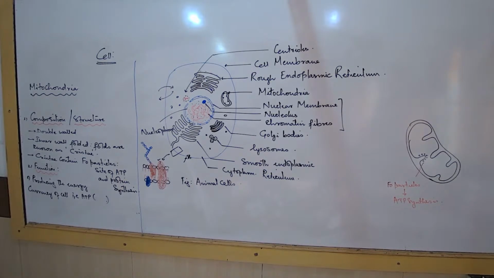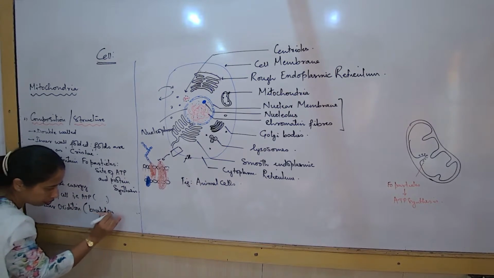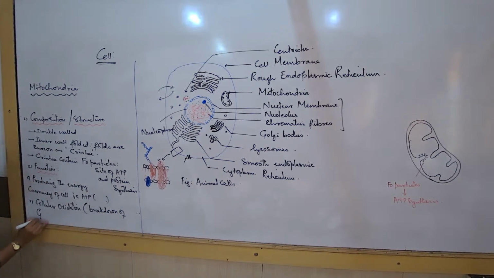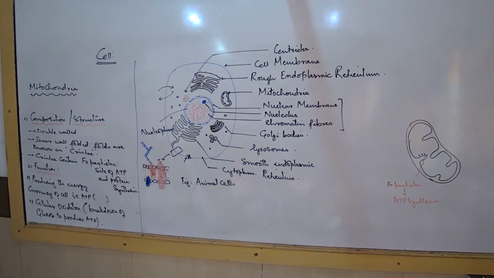So that is one function of mitochondria, producing the energy currency of the cell. Then mitochondria also brings about cellular oxidation. What is cellular oxidation? Breakdown of food. Breakdown of glucose. Breakdown of food to produce ATP, to produce energy. So these are the functions of mitochondria that you'll have to remember.